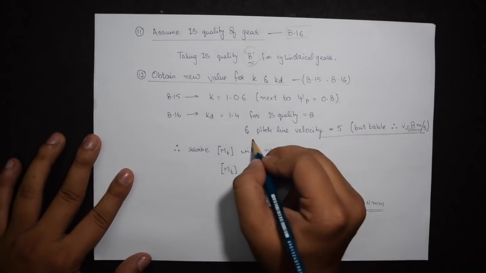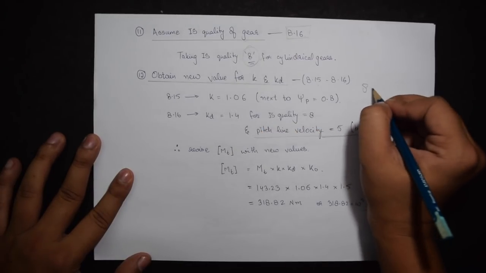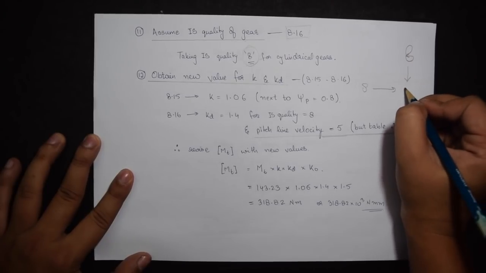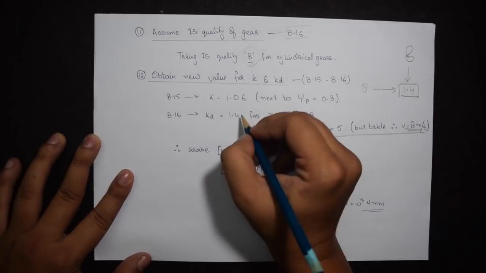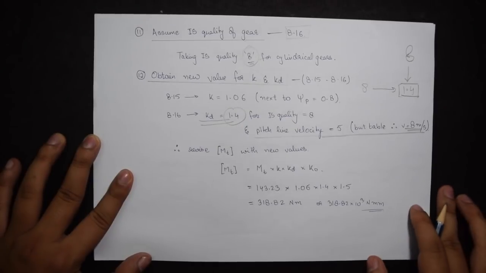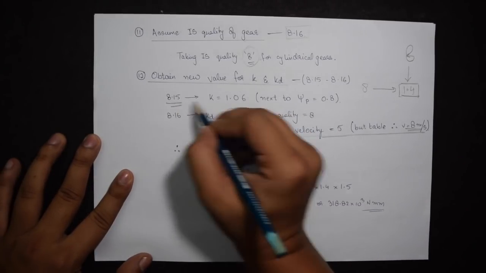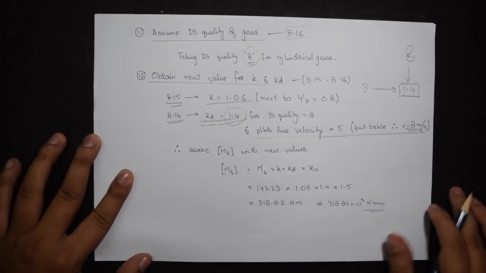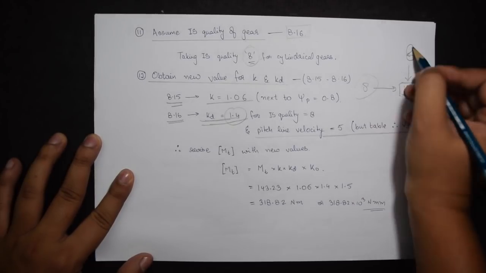Therefore, the value of KD can be found from highest quality as 8 and pitch line velocity for spur gears as 8 again, which leads me to the box 1.4. So the value of KD I'll be requiring in the next step is 1.4. As I told in the last step, from 8.15 the value of K came out to be 1.06 and the value of KD comes out to be 1.4, assuming highest quality as 8 and pitch line velocity as 8 again.